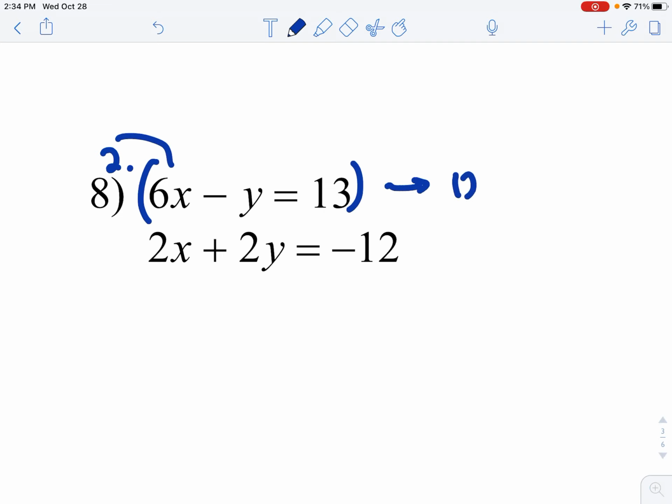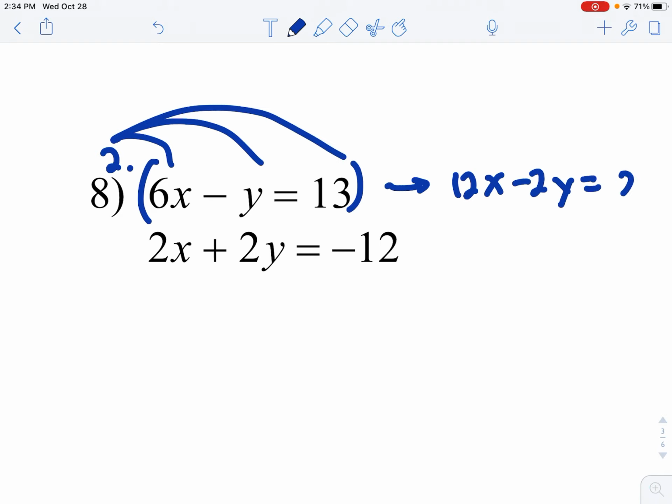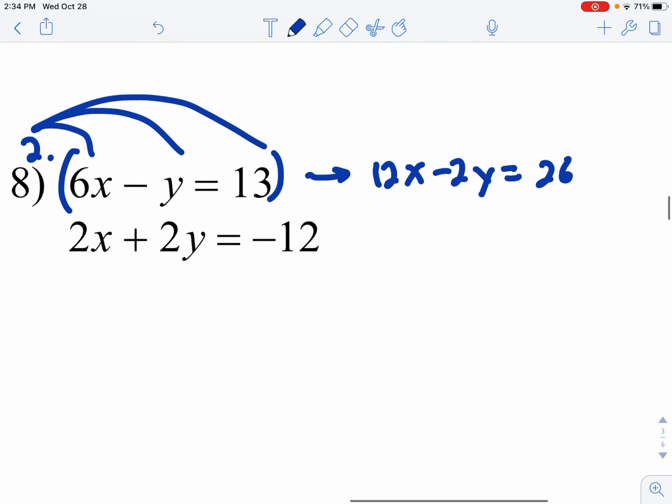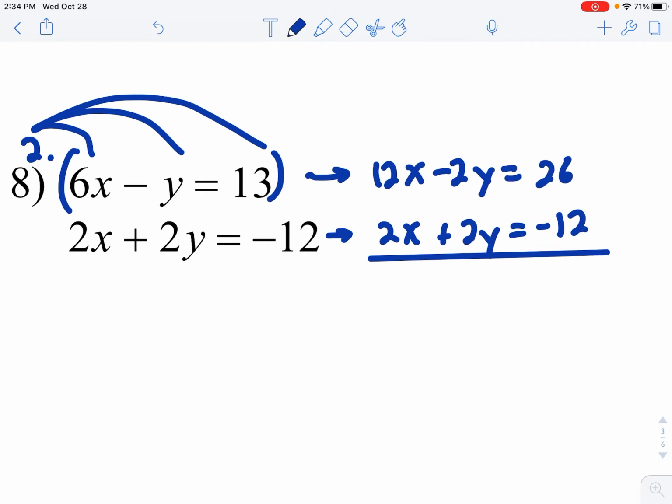That's going to give me 12x minus 2y equals 26. This one I don't multiply by anything. The 2y and the negative 2y are already going to cancel out. Now I work vertically. Add these together. You can put a little plus sign here if it helps. I think I forgot that on a problem. 12x plus 2 is 14x. Negative 2y plus 2y cancels out. Bring down the equal sign.